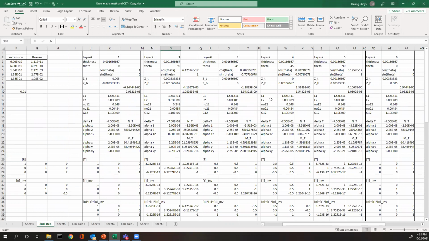So what you did so far is basically, what is the stress and strain due to the mechanical load? You apply load, what is the stress, strain? What's the deformation? What is the curvature? All those things. You can answer those.